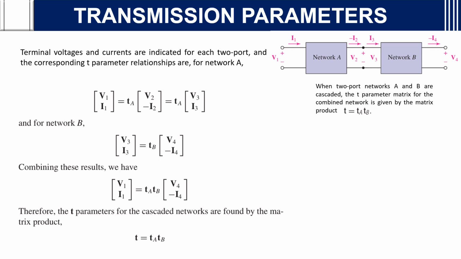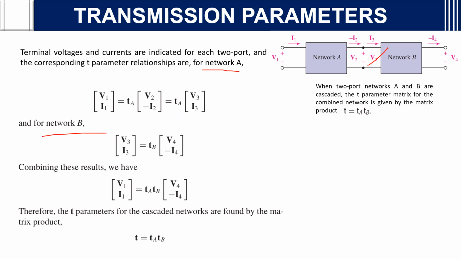Terminal voltages and currents are indicated for each two-port, and the corresponding T parameter relationships are for network A. What they are showing is two networks in cascaded form. Then the total T is nothing but the product of TA and TB. We will see how. For network A, the equation can be written as [V1, I1] equals TA into [V2, minus I2], right? That is equal to TA into [V3, I3]. We can write.